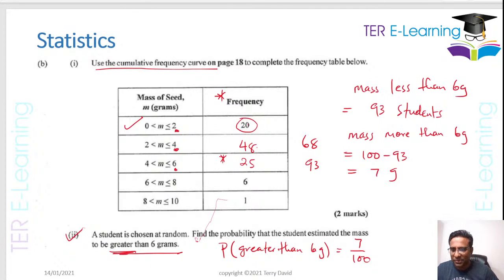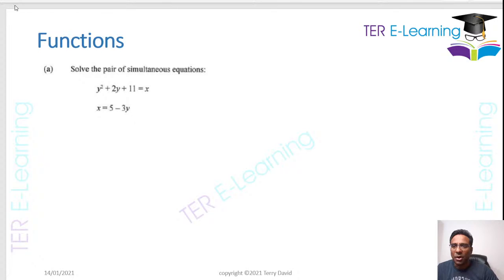So next question. That is January 2020, the cumulative frequency question. Now we have a next question here that you need to be able to do as well, and they want us to solve this pair of simultaneous equations. In the first equation, we have y squared plus 2y plus 11 is equal to x, and then we have x is equal to 5 minus 3y. Now, these are not two linear equations.